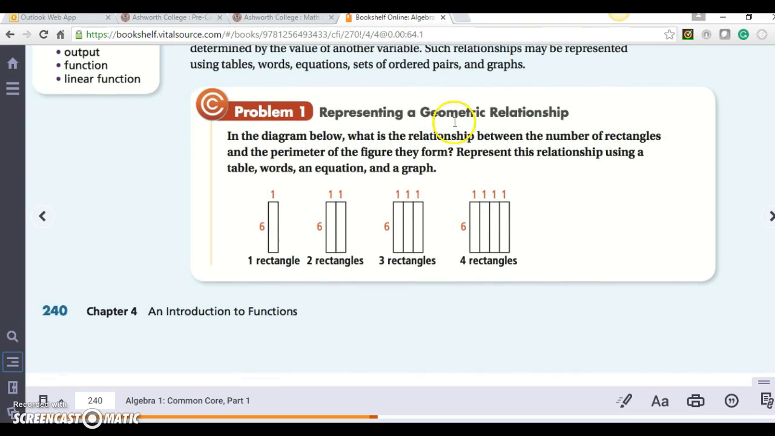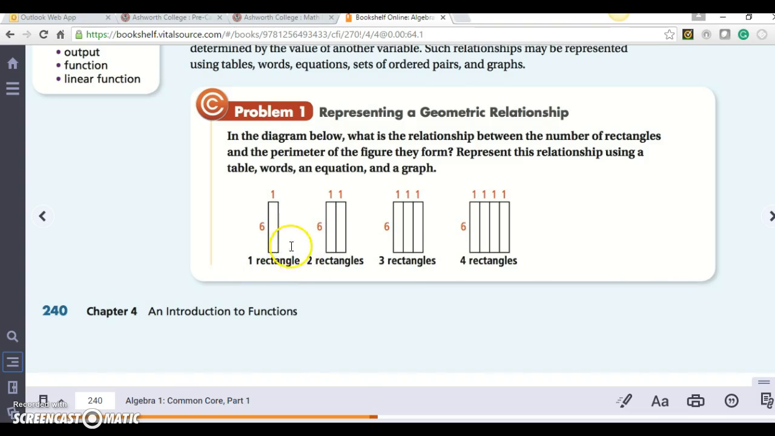All right, let's take a look at problem number 1. It says representing a geometric relationship. In the diagram below, what is the relationship between the number of triangles and the perimeter of the figure they form? Represent this relationship using the table, words, an equation, and a graph. So there's 4 different ways. We need a table, we need words, we need an equation, and a graph.